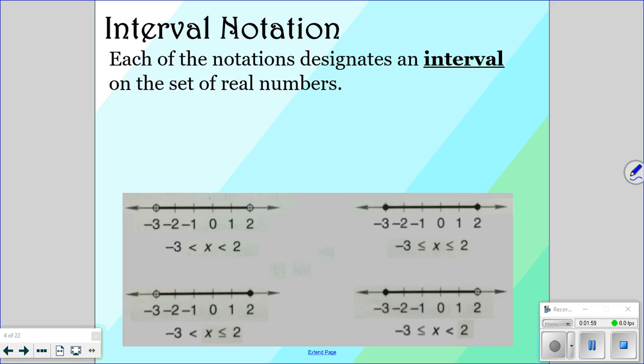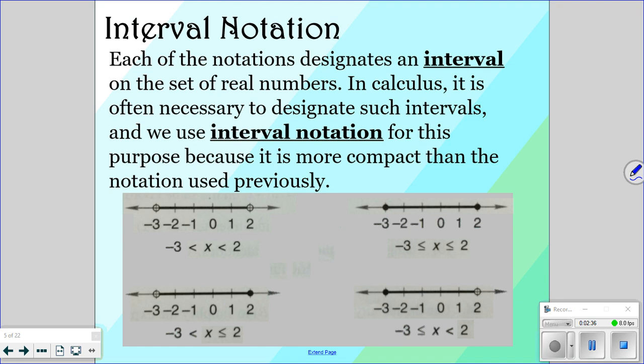Each of these designates an interval on the set of real numbers. This one right here, -3 is less than, but not equal to, because it's an open circle, less than x, less than 2, not equal to, because it's an open circle. Over here, -3 is less than or equal to x, which is less than or equal to 2. And then you can have a mixture where one is an open and one is a closed circle. Hopefully you remember that from Algebra 2.